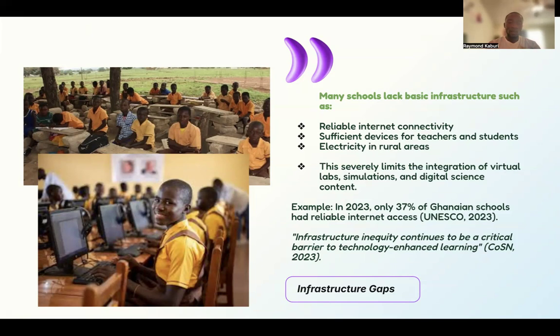They still have this challenge because we also see the second picture of students who are in a classroom and they have a well-placed computer laboratory with computers in front of them. And this cuts across both high school and the basic schools in the context of Ghana. Now, the infrastructure inequalities continue to be a critical barrier, and that is the honest truth. It's a problem in Ghana, and COSAN 2023 has also made mention of that.